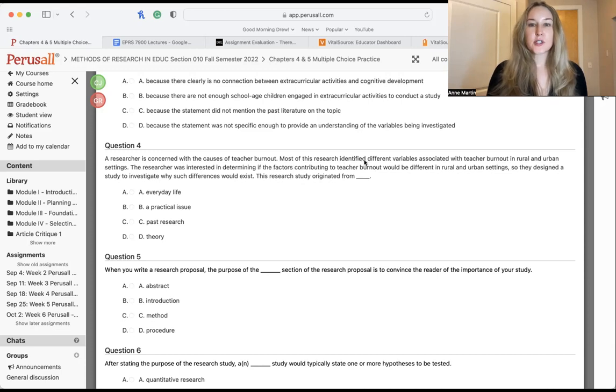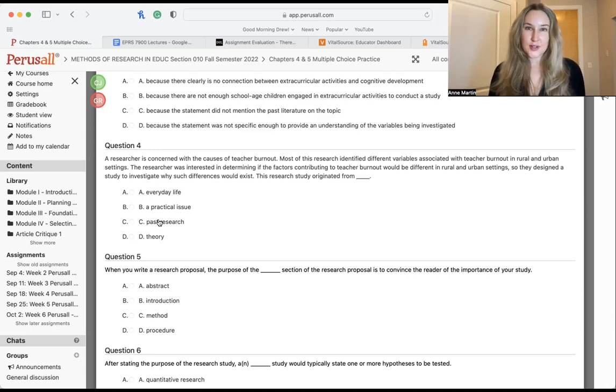It says most of this research identified. So this is referring to existing research. So most of the existing research on the topic identified different variables in rural and urban settings. And so this researcher is inspired by that previous research, but interested in identifying if the factors are different. So they use past research to help them design this study.